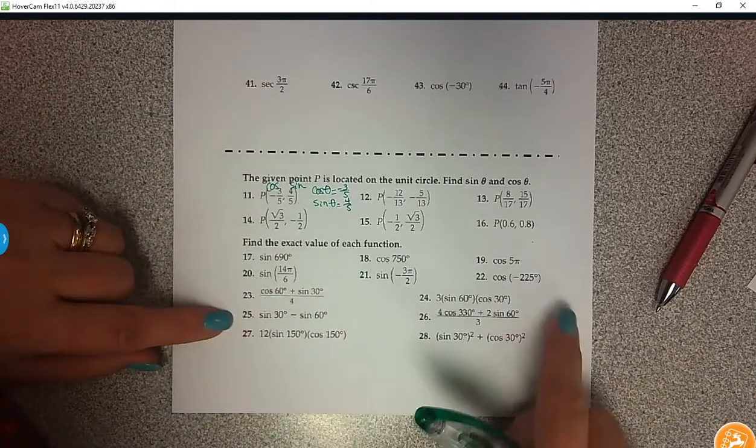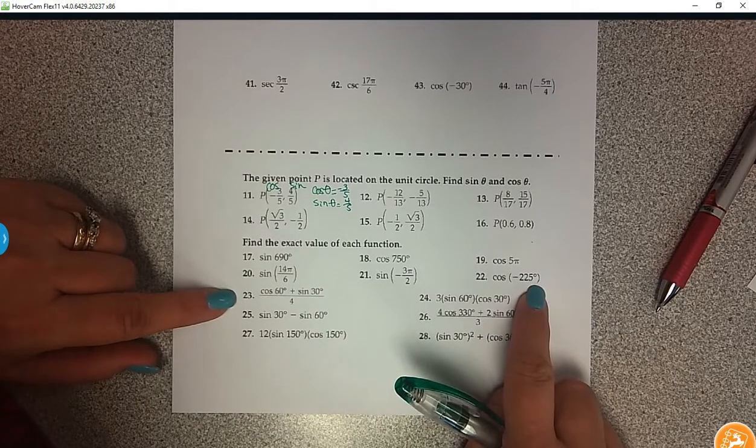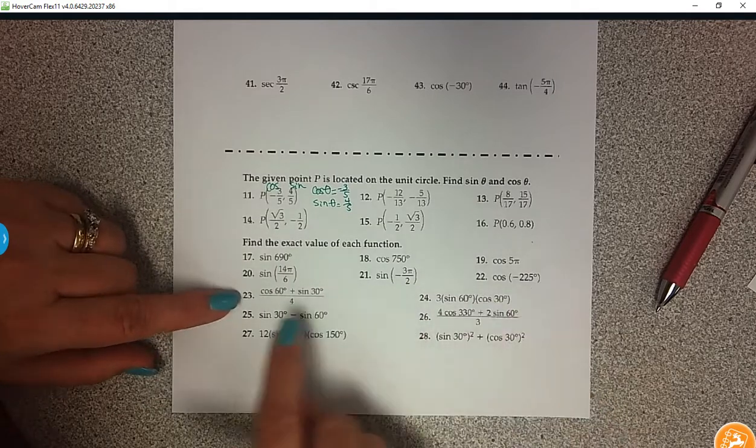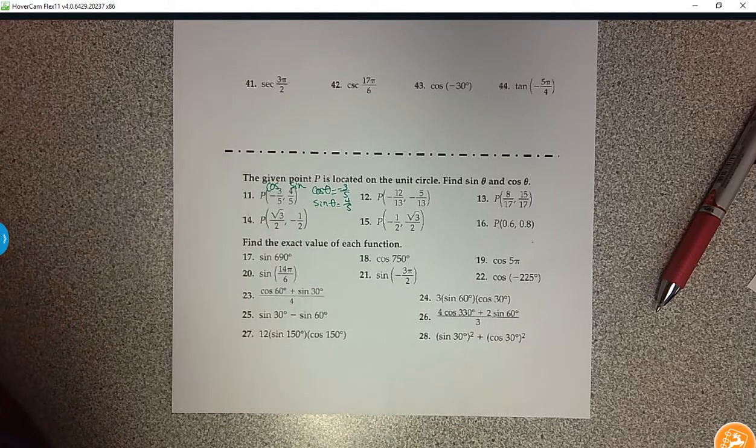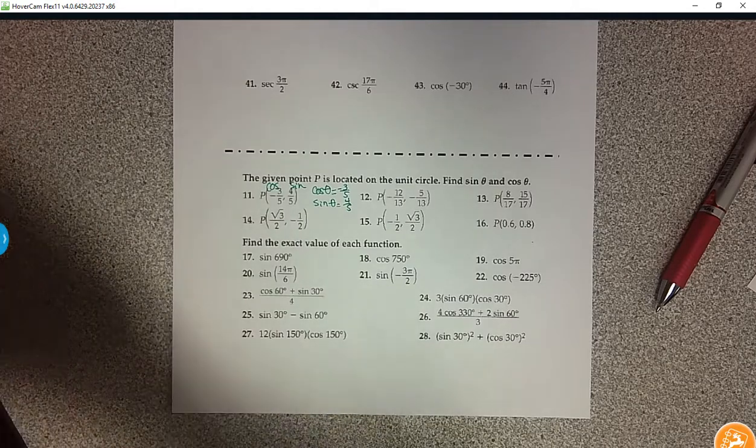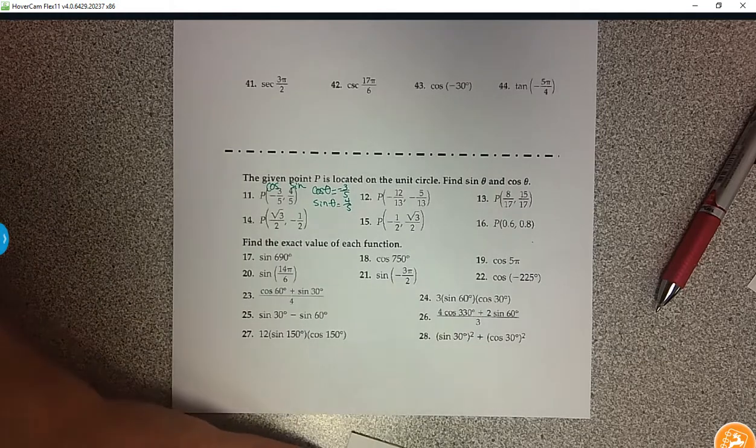So 17 through 22 are done just like the ones at the top. When you get down to 23, it looks like it's got to be different, but it's really not. Okay, I need a little bit more room to work, so I'm going to copy it on another page.